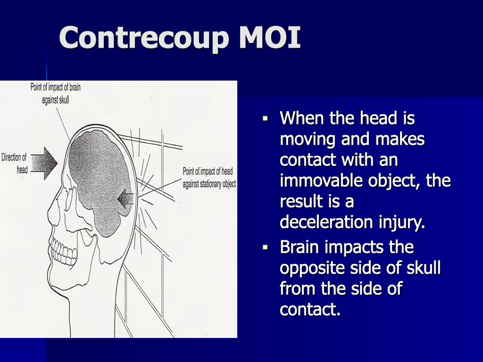So you hit your head, like in the picture there. The person is falling back, hits their head on the floor or wall, whatever it is. The back of the brain hits the back of the skull, then bumps forward and can hit the front of the skull too. These are the worst kinds of MOIs for head injuries.